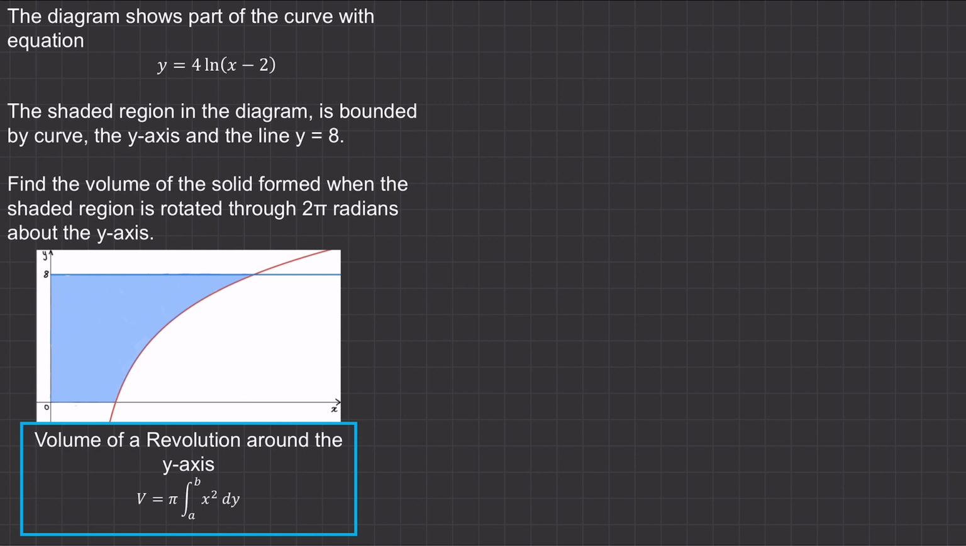Okay, so we've been given that the volume is equal to pi times the integral between the limits of a and b, and you can see that these limits are at 0 and 8, so we'll put these into our integral. And the function is x squared, which we're going to integrate with respect to y, so dy. So our first problem is to work out what x squared is from this function given in terms of y.